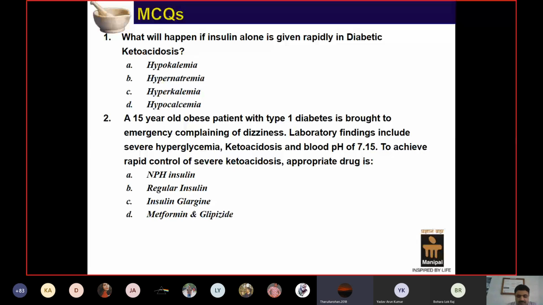Question number 2. A 15-year-old obese patient with type 1 diabetes mellitus is brought to emergency complaining of dizziness. Laboratory findings include severe hyperglycemia and blood pH of 7.1. To achieve rapid control of severe ketoacidosis, the appropriate drug is what? Sir, regular insulin. Yes, very good.